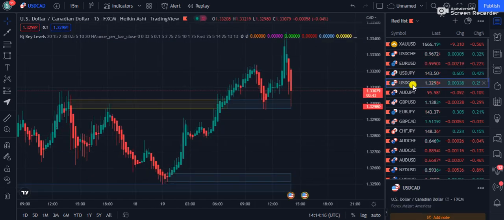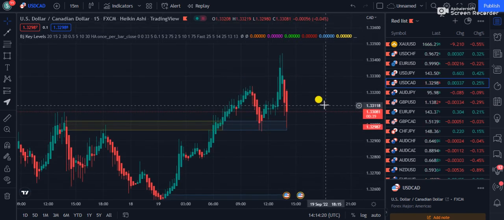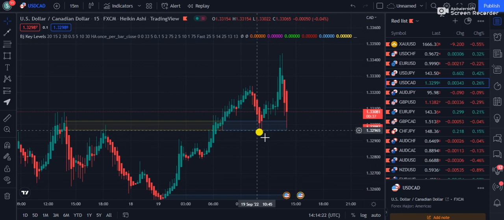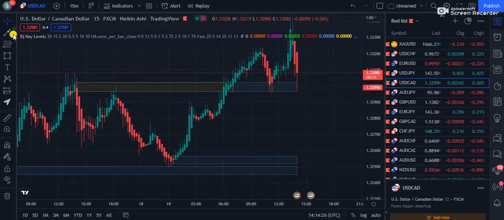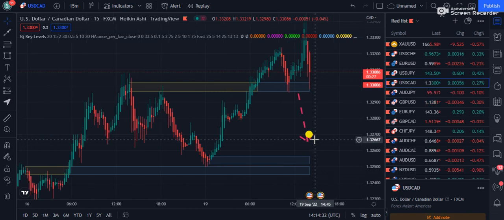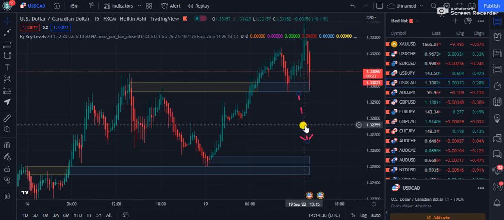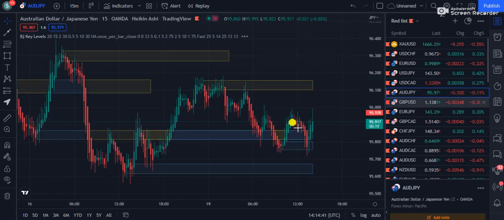Let's have a look at USD CAD. Look, it already bounced back very well from the demand zone. Now it's back, so let's see if this level gets a break. For example, if any candle closes below this demand zone, it means that the next target should be somewhere around 1.32500. So always keep this in your mind, that the market moves as per the levels.